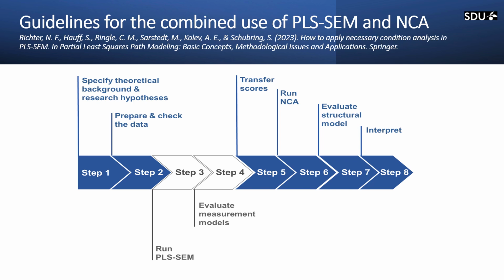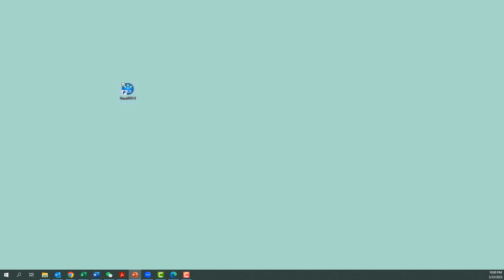We need to outline our hypothesis and support our hypothesis with theories from both necessity logic and sufficiency logic. Then we can prepare and check the data following the PLS-SEM guideline. After that, we run the PLS-SEM analysis. Okay, let's get started. We open SmartPLS 4.